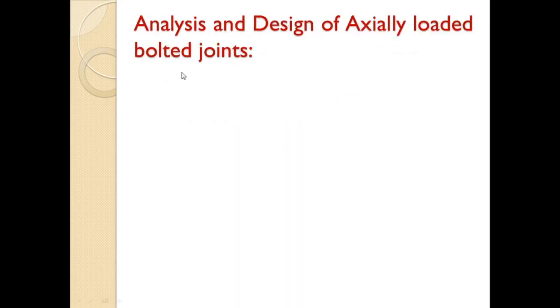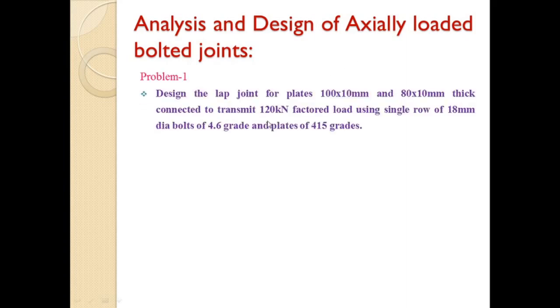Next is the analysis and design of axially loaded bolted joints. Now we take one problem. Design the lap joint for the plates 100 by 10 mm, where 100 indicates the width and 10 is the thickness of the plate, the length being unknown, and 80 by 10 mm thick, connected to transmit a 120 kilonewton factored load using a single row of 18 mm diameter bolts of grade 4.6 and plates of grade 415.